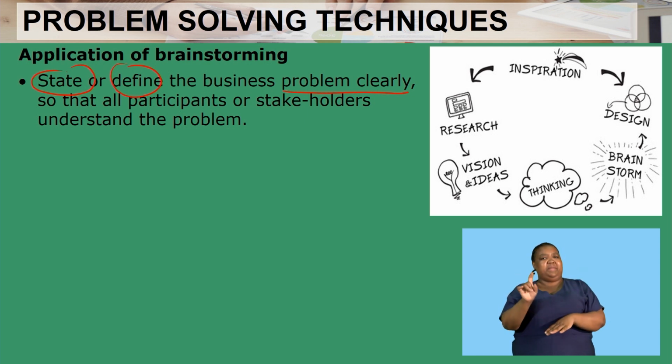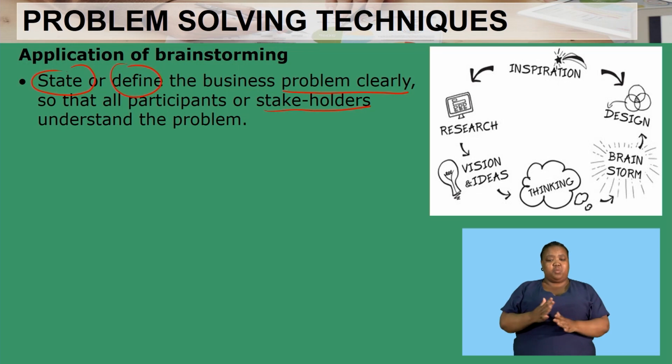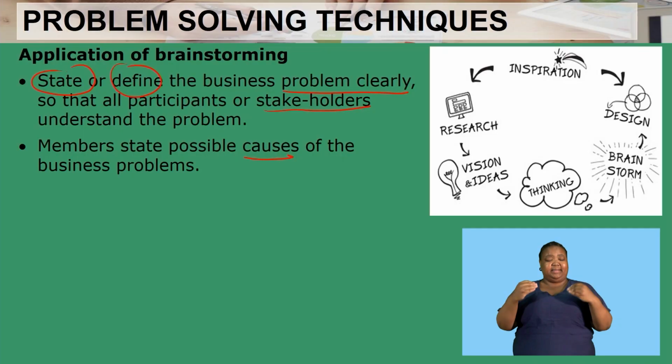What is the problem? So you state or define the business problem clearly so that all the participants or the stakeholders, be it the investors, the employers, the employees, can understand the problem. So that is the first thing that the business needs to do, state it clearly. Members will state the possible causes of the business problems. What are the causes of the problem?